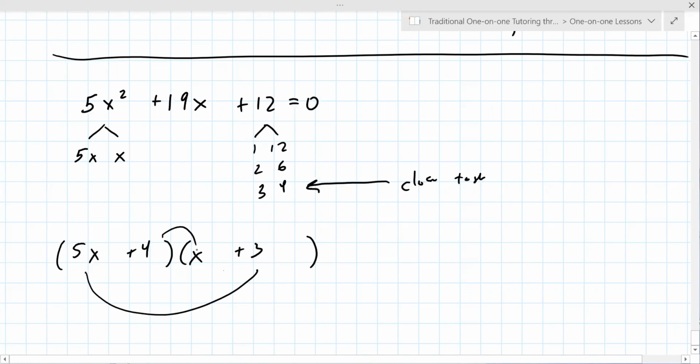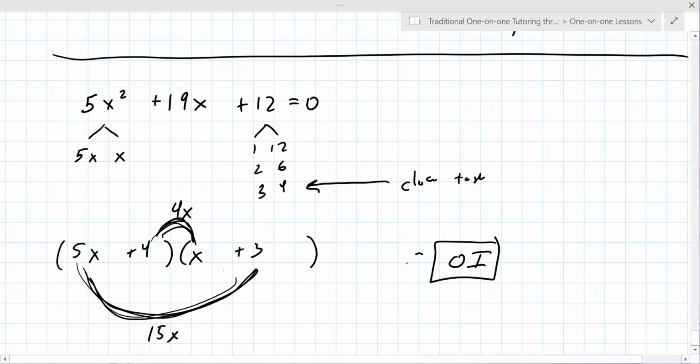Go ahead. When you have it like this, how do you figure out how to make the 5 and that other number work together in order to make 19? It's the outer and the inner. So I actually have to FOIL it in order to find out it makes 19. Only the O and the I. Okay. Oh, okay. All right. Awesome. Only the O and the I.